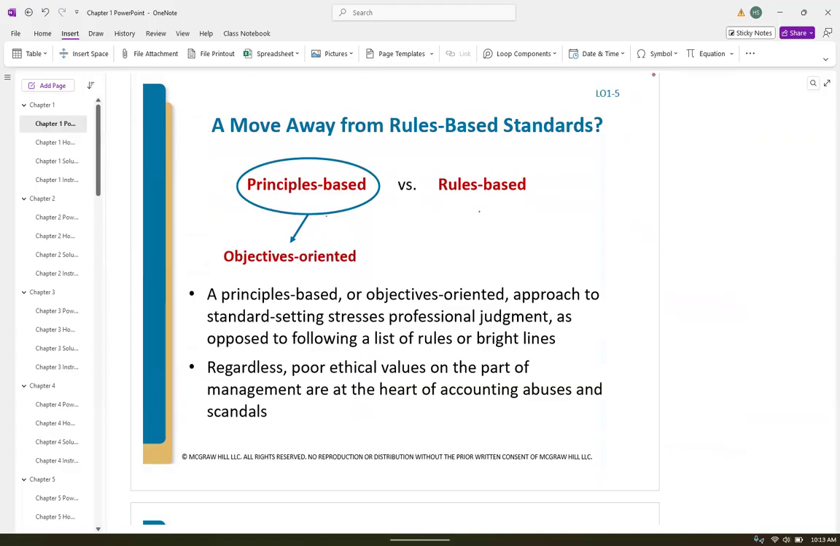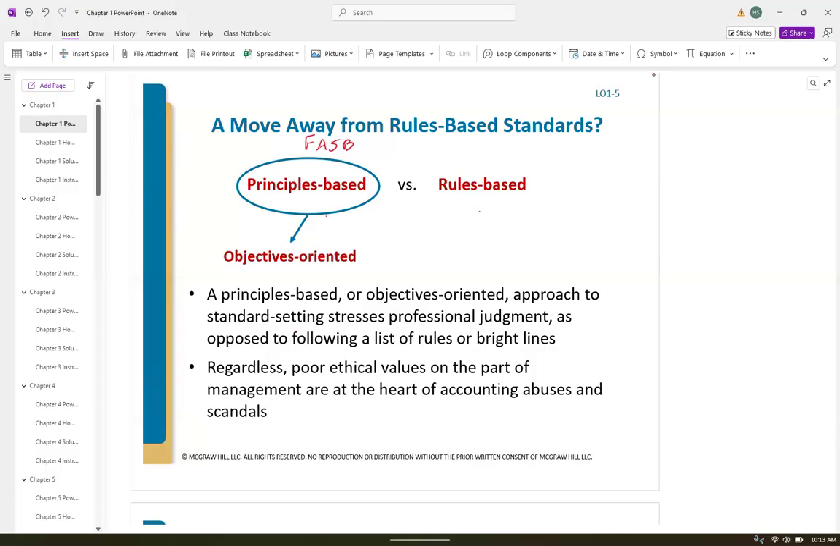So I kind of talked about those other organizations. Now we're at the FASB, and those other ones were more rules based. Something would happen, they'd make a rule. Something happened, they'd make a rule. They never had that conceptual framework.